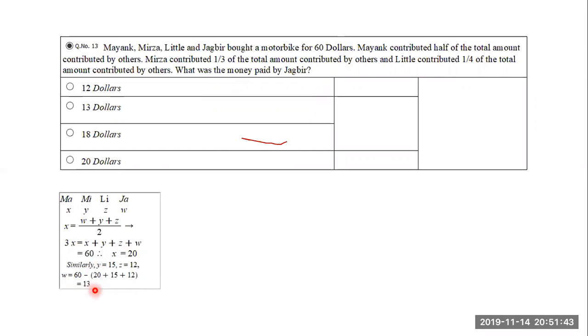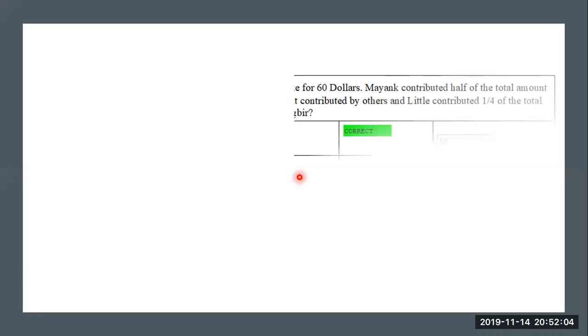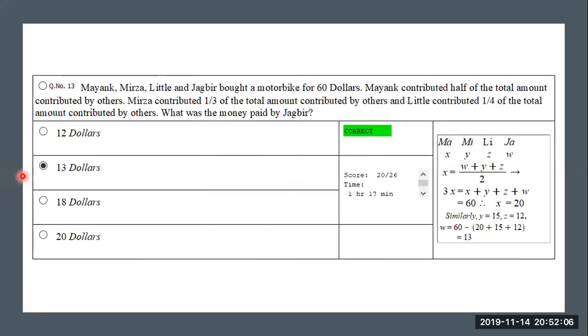You got it? Because the half means divide by 3, 1/3 means divide by 4, 1/4 means divide by 5. Simple. And so I have got 20, 15 and 12. Balance is 13. So the answer is 13. 13 is correct.